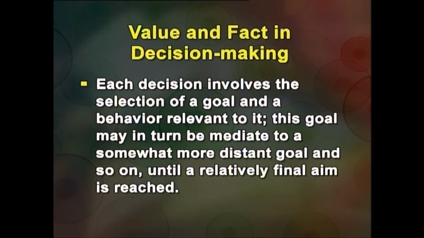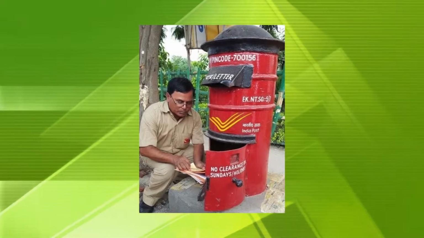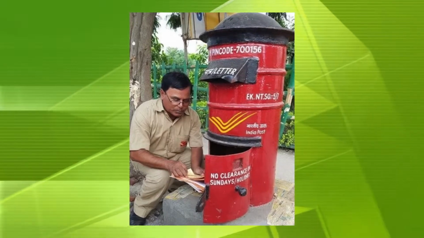This goal may in turn be intermediate to a somewhat more distant goal and so on until a relatively final aim is reached. Simply put, a person posts a letter in a post box, and ultimately the letter goes to a particular person carrying particular information, and the person receives that information. Till then your activity and action is going on.